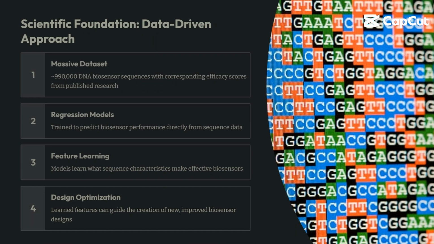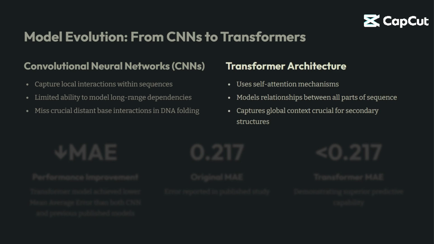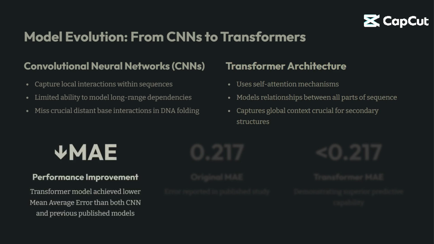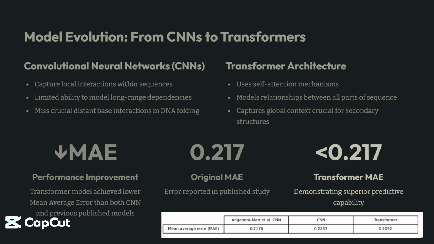I started with a convolutional neural network, or CNN, which detects local patterns well, but struggles with long-range interactions. I then implemented a transformer model, which uses self-attention to capture global relationships within sequences. The transformer outperformed both the CNN and the original study's model, achieving a lower mean absolute error, demonstrating stronger predictive accuracy.